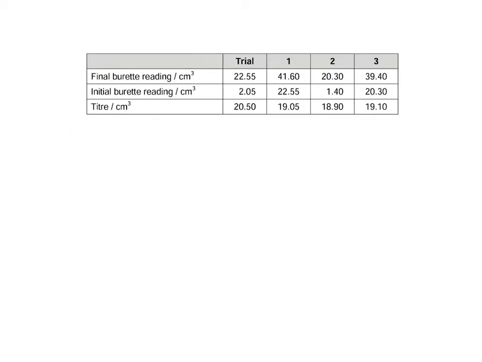So with our titer results, we are looking at the values here, the differences, and whether or not they are, first of all, what we call concordant titers. These are titers that are within 0.10 centimeter cubed of one another. Given the example shown in this table, we can see that both 19.10 and 19.05 are within this range. However, the 18.90 is not within this range.